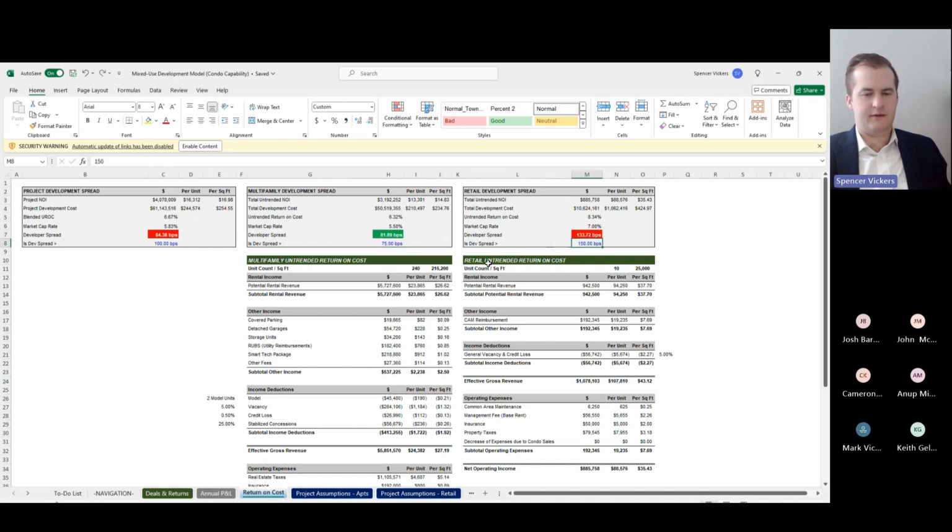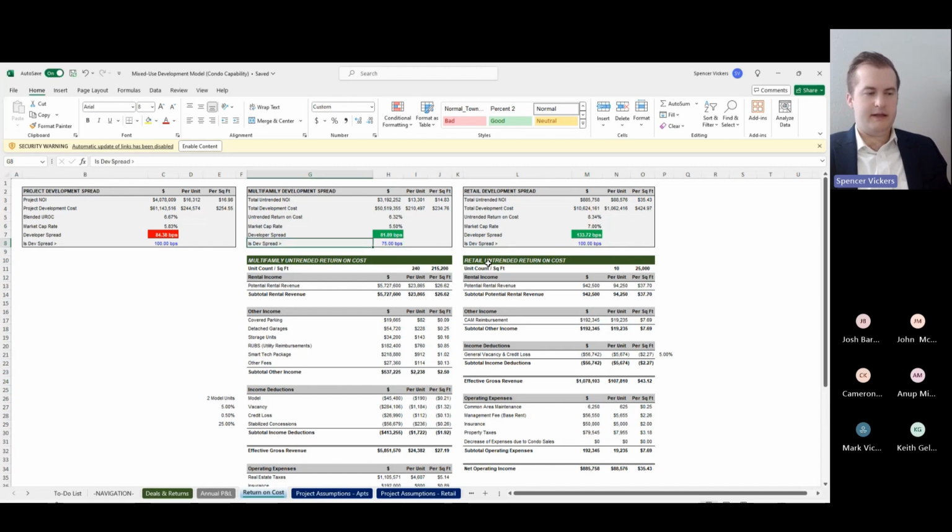Same exact thing for the retail. We've set this to a higher development spread for the retail. Maybe we perceive that income stream as a little riskier, or maybe we perceive the cost to build it as a little riskier, etc. Maybe some groups might look at it and say, we're really comfortable with retail. We're okay with a lower threshold there. We'll set it to 100 basis points.